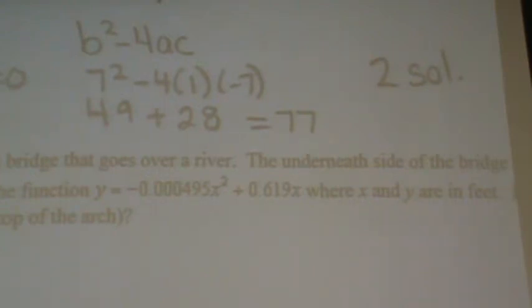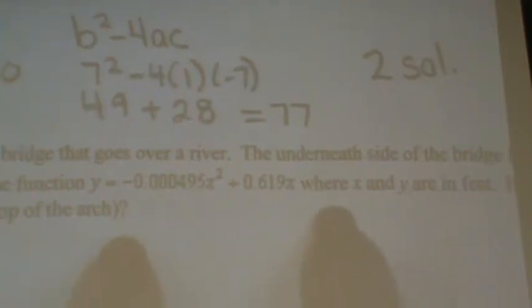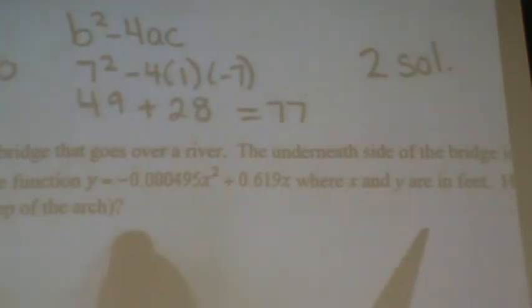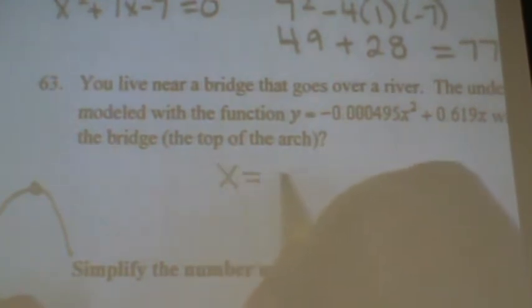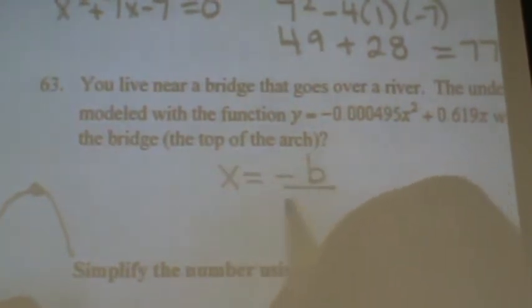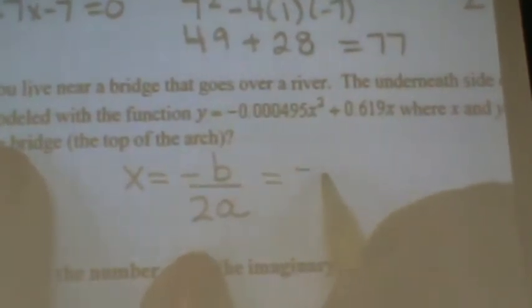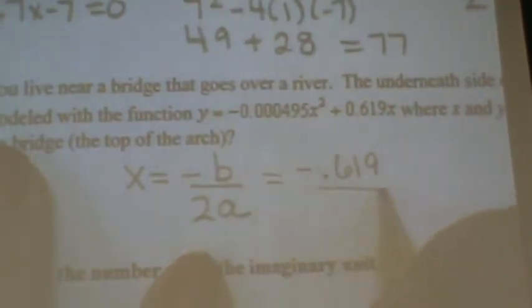You live near a bridge that goes over a river. The underneath side of the bridge is an arch that can be modeled with the function. All you need to know is they want the maximum, the highest point. What is the highest point called? The vertex, it's the max. To find it, you need a calculator. That's the b value, so it's negative 6.619 over 2 times negative 0.000.